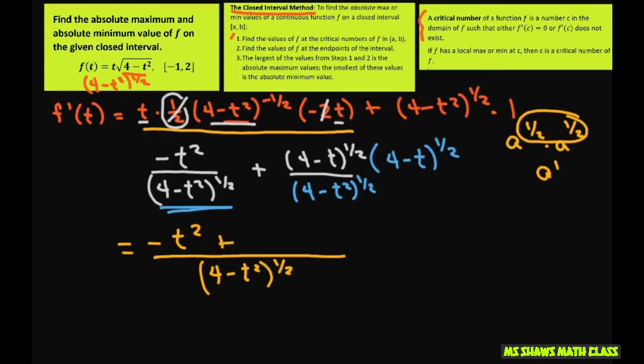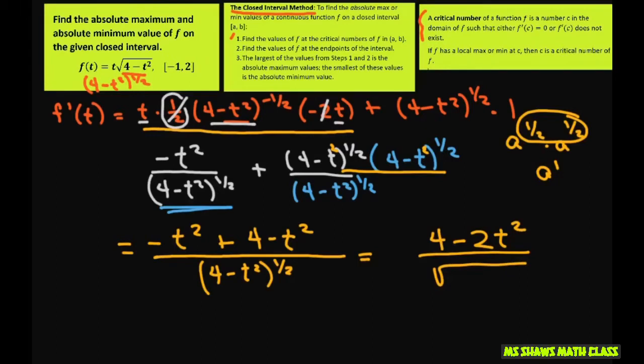And now when I multiply these two, these should be t squareds, these should be squares right there. Then you're just going to get plus 4 minus t squared. That gives you negative 2t squared, so I'll put 4 minus 2t squared. If you want, you can write the denominator now as the square root of 4 minus t squared. And then you set this to 0. The algebra is a little tricky here, but after that, it's okay.